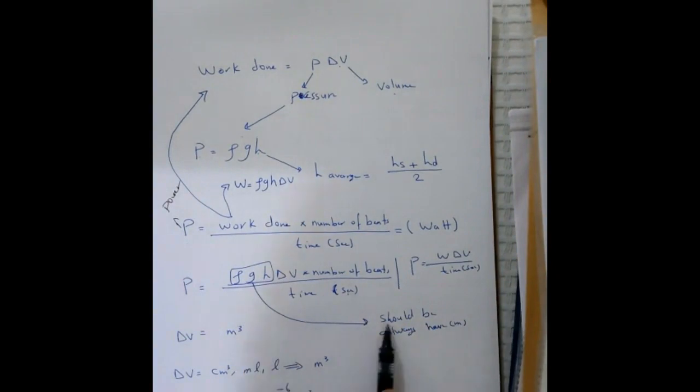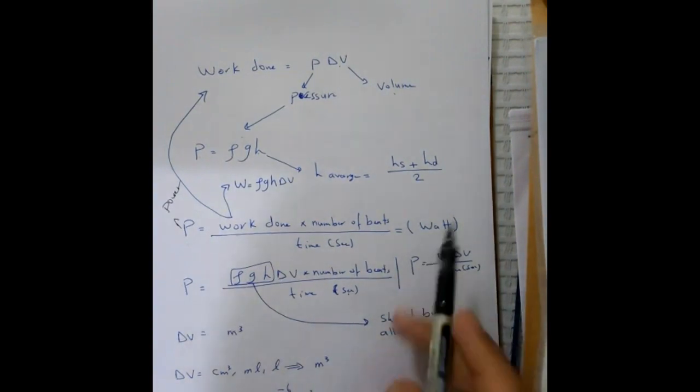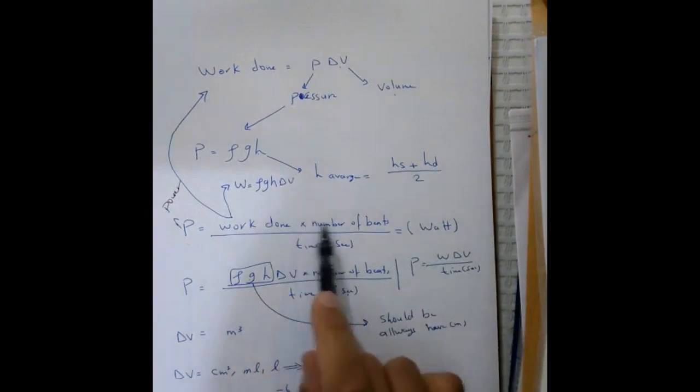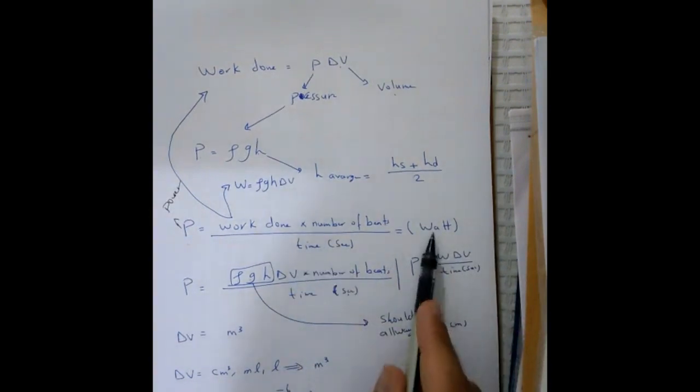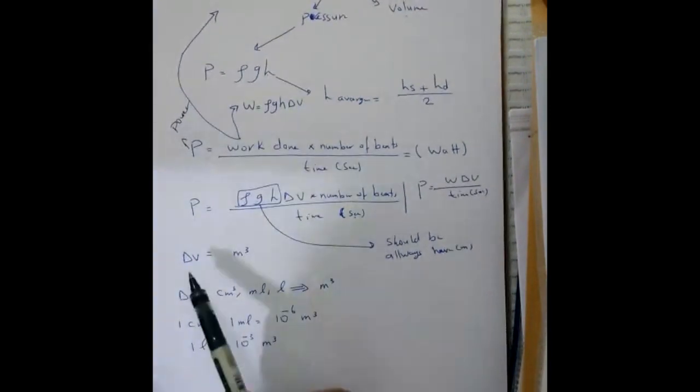In this case, rho GH should always be in meters. So at the end you will have joules per second. You will solve the problem and you will see what I mean.